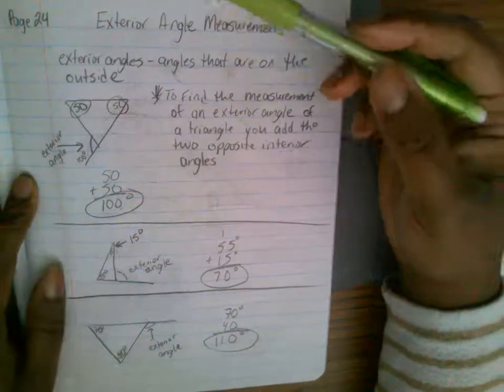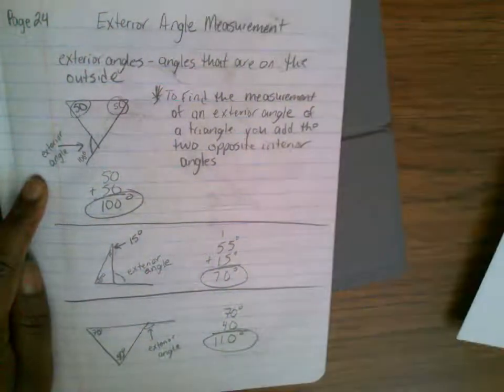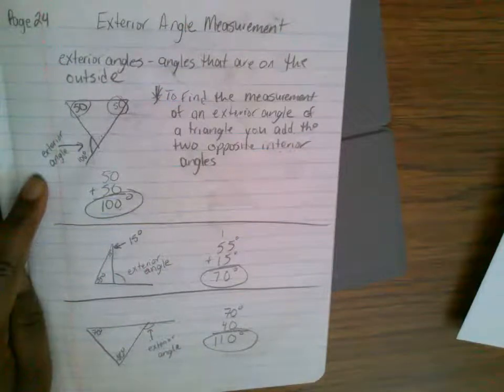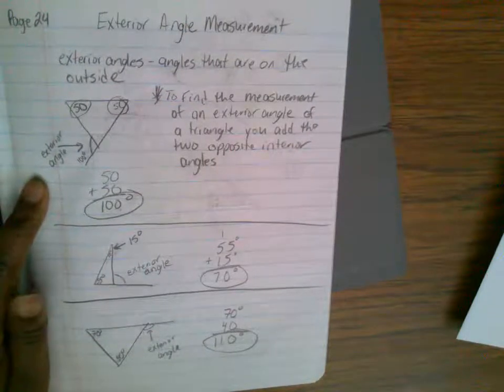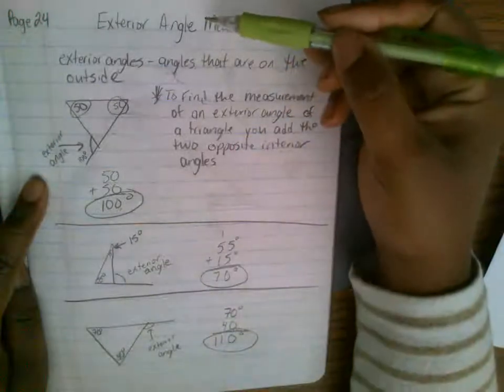Okay, this is page 24. This is in your Tuesday notes. Okay, but I'm going to go through this with you. We talked about exterior angles.